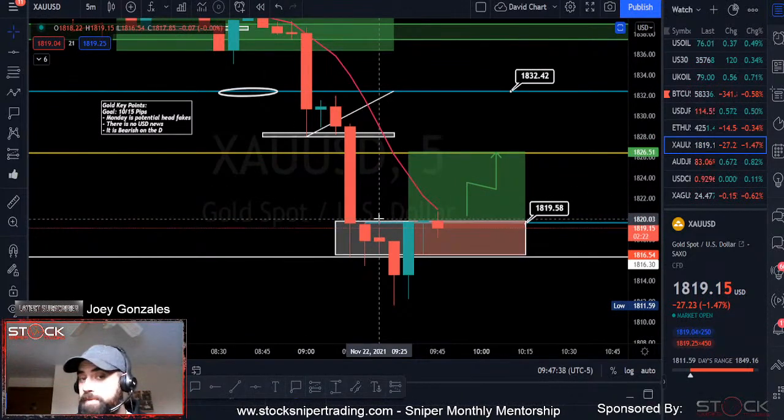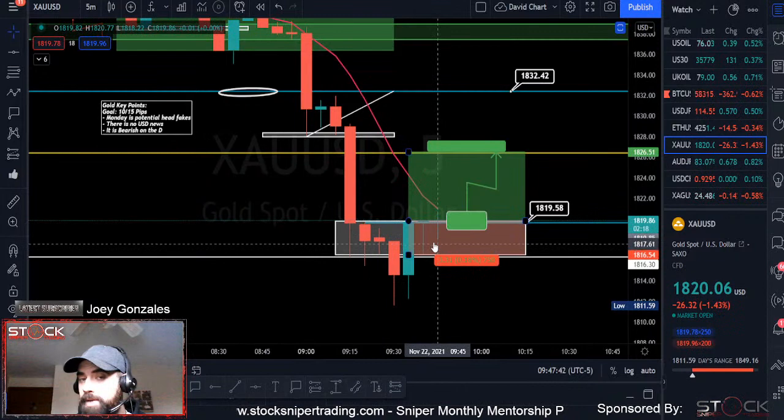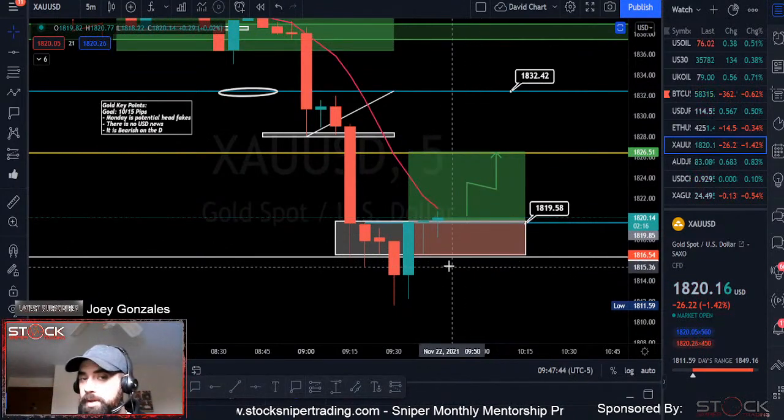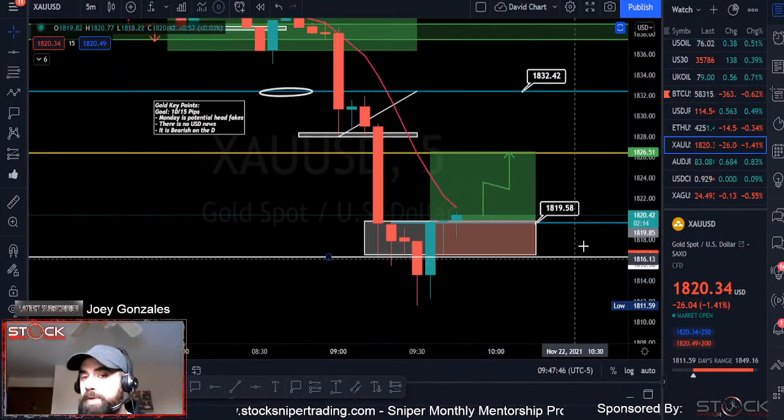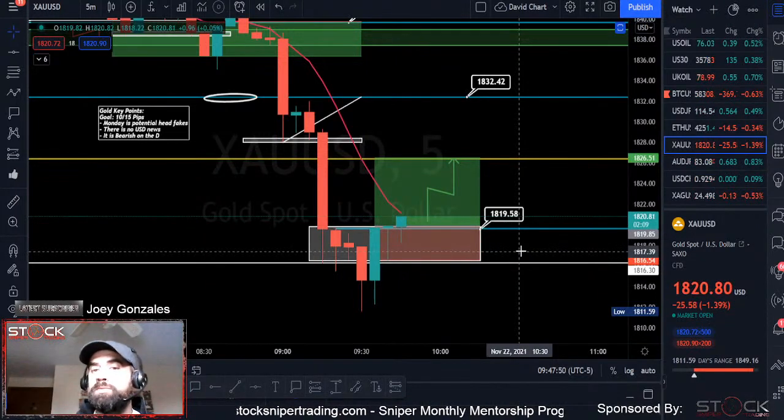If this doesn't break above here, guys, we need to be aware that it can have some drawdown. It can come back down in here, all right, before making its overall move. But if we caught it right, it's looking pretty good so far.